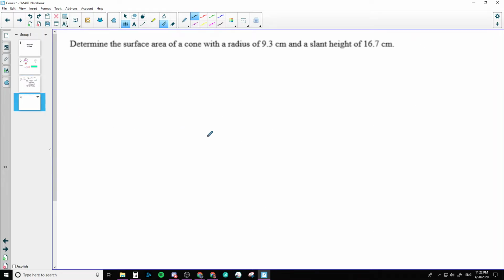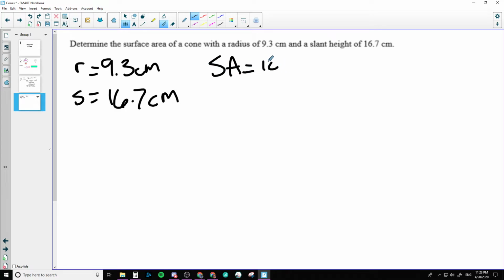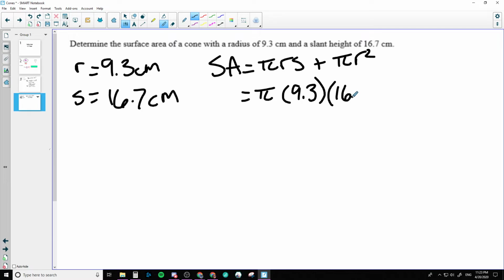Okay, our second and last example here is a word problem where they just tell us that our radius is 9.3 centimeters and our slant height is 16.7 centimeters. So again, our formula, SA equals pi r s plus pi r squared. Put our numbers in. Pi, r is 9.3 centimeters, s is 16.7 centimeters, plus pi, and then r again is 9.3 squared.